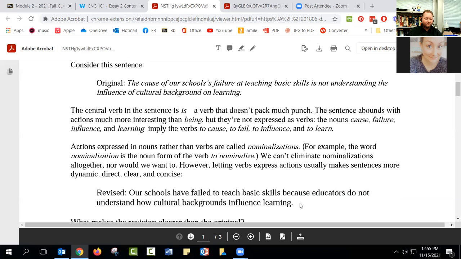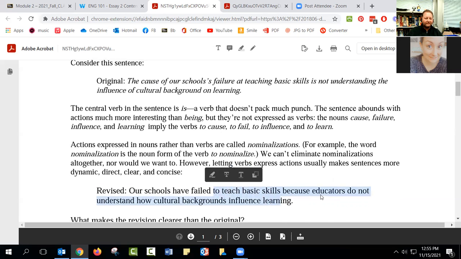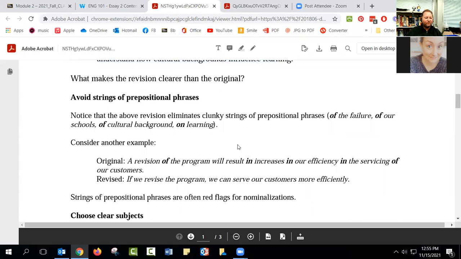style of it, right? So looking at these kinds of examples, you can see, oh, wait, I write sentences like this. How can I change this sentence to make it read more like this kind of sentence, right? You know, we have a string of prepositional phrases, right? So we have this one. A revision of the program will result in increases in our efficiency in the servicing of our customers, right? Way too many prepositional phrases of, in, of. It's so repetitive, it's monotonous, it's making me fall asleep just reading it, right?